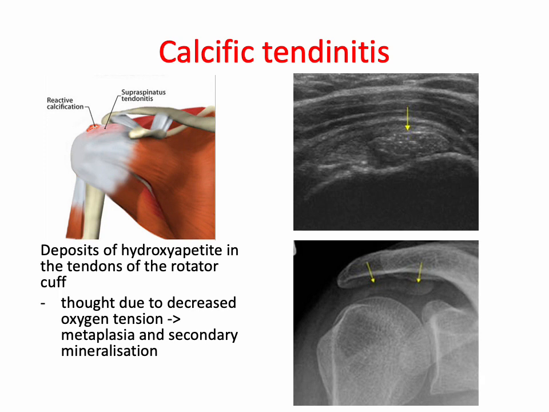Calcific tendinitis is the deposition of calcium hydroxyapatite in the tendons of the rotator cuff. On plain radiographs, you can see calcific deposits where your supraspinatus tendon would be, and on ultrasound, echogenicities with posterior acoustic shadowing suggesting calcification.